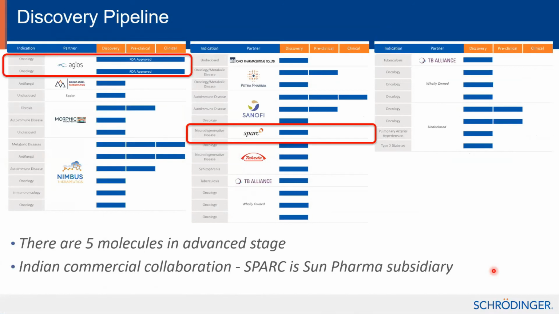And right now, this particular molecule is in phase 2 clinical trial, along with Nimbus Therapeutics. So in this way, with Schrodinger, there are many such projects going on, and many such projects are in advanced stage. And not only with that, even with the Indian pharma industry, this is Spark. Spark is the subsidiary of Sun Pharma, which is an Indian pharma company. Even we collaborated with that.